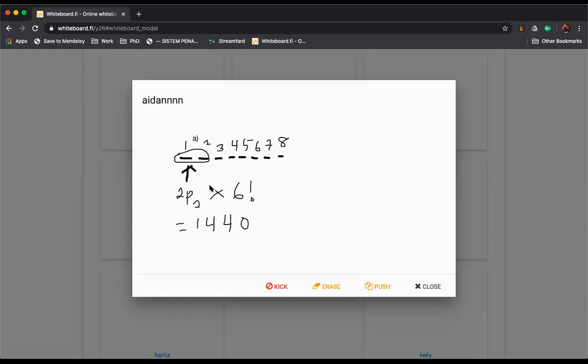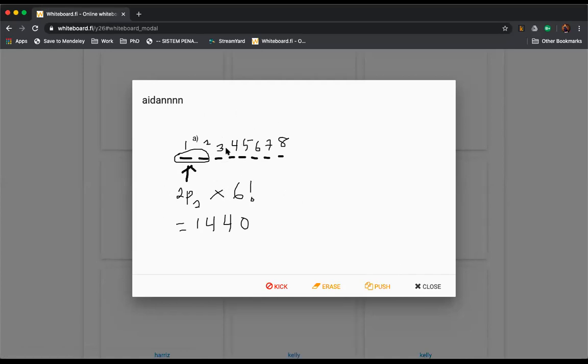But this 2p2, which means there are 2 men and you only want to choose 2, is not correct. Okay, it should be 4p2, because there are 4 men and you want to choose 2 first. And then the rest is this one. So actually it should be 4p2 times 6 factorial. Okay, so this is almost correct.